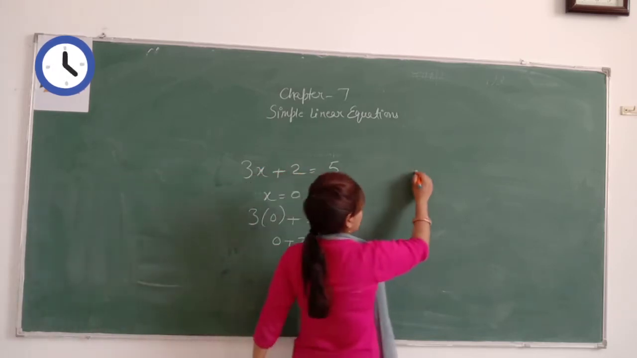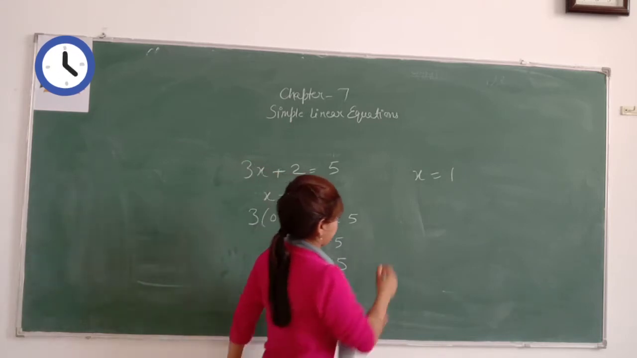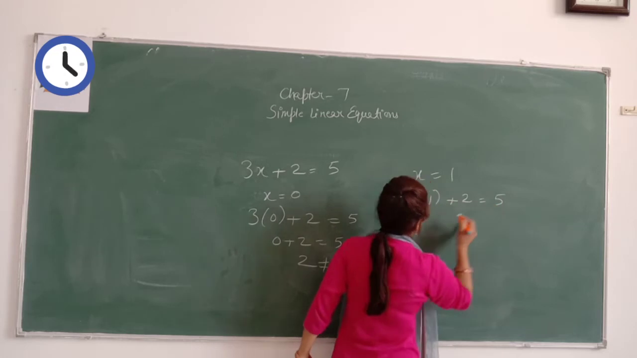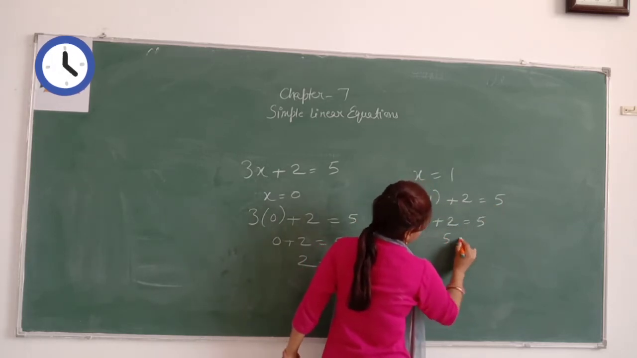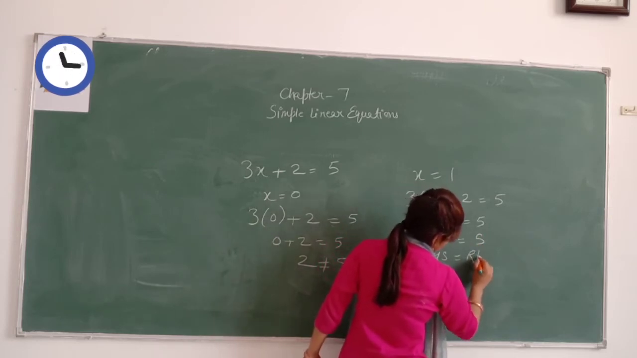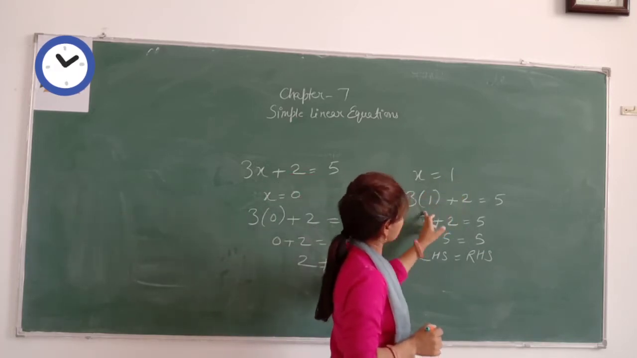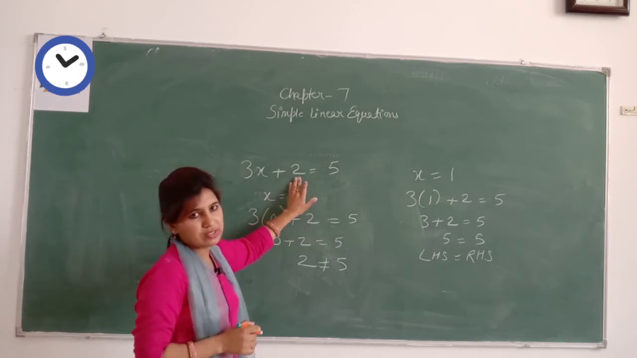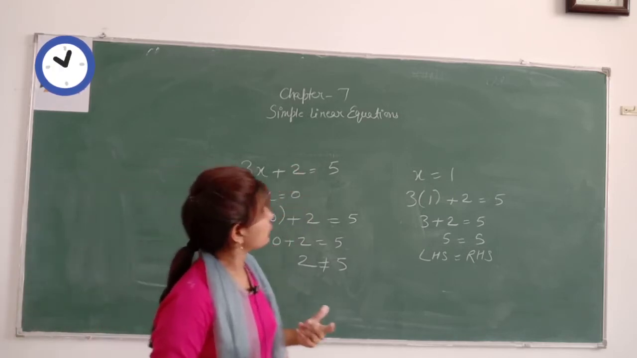Now take the value of x is equals to 1. See बच्चे, here 3 into 1 plus 2 is equals to 5. What you get? 3 plus 2 is equals to 5. That is 5 is equals to 5, or you can say left hand side is equals to right hand side. That means that x is equals to 1 is satisfying this equation. So x is equals to 1 is the solution of this equation. On the basis of this we will solve our exercise question.